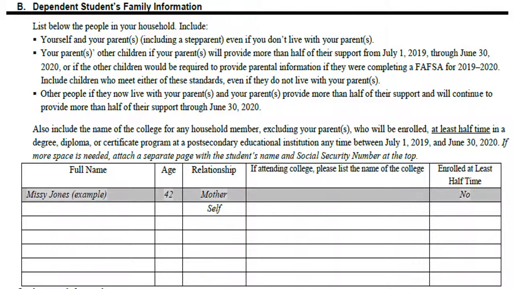So in this table, we need the full name of the person, age, relationship to you, the student, and also we need to know if that person is attending college. So of course you, the student, are attending, so you would list Thomas More University, and then also list anyone else in your household if they're going to be attending college at least half time during the upcoming school year.